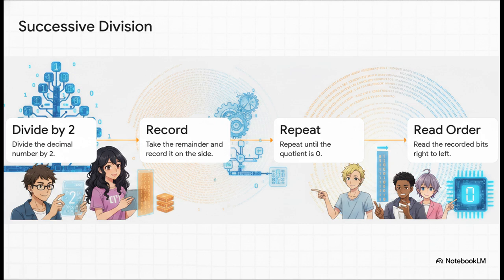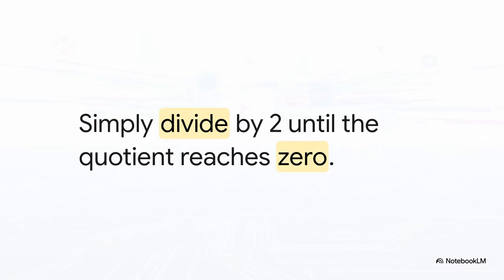Here's how you do it. Step 1, you just divide your decimal number by 2. Step 2, you take the remainder of that division and record it over on the side. Step 3, you take your new quotient and repeat the whole process until the number can't be divided anymore and you hit 0. And finally, Step 4, you simply read the bits you've recorded from right to left or bottom to top. Let's actually walk through the math for our number 9.